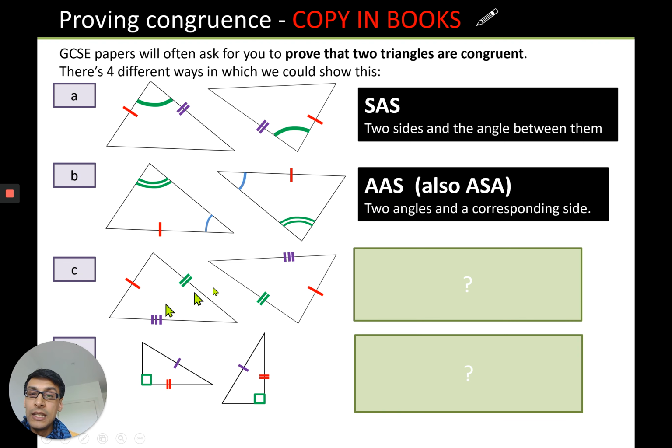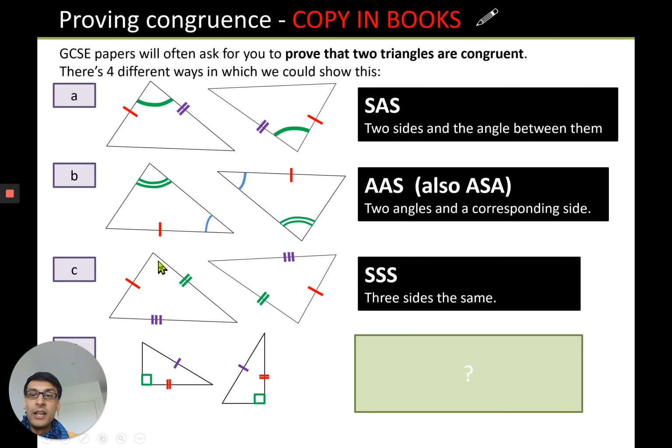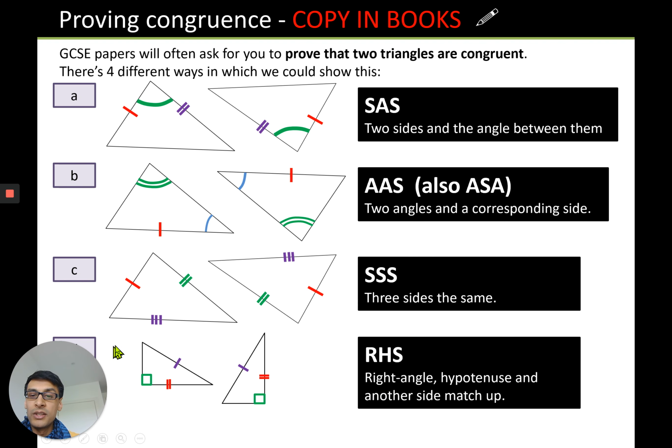And then for the third, you can also say that if all the sides match, then the triangle is the same. This was the first example that we did. And then finally, RHS represents when you have a right angle triangle. H is the hypotenuse, and S is any of the other two sides. If they match, then you have a congruent triangle.